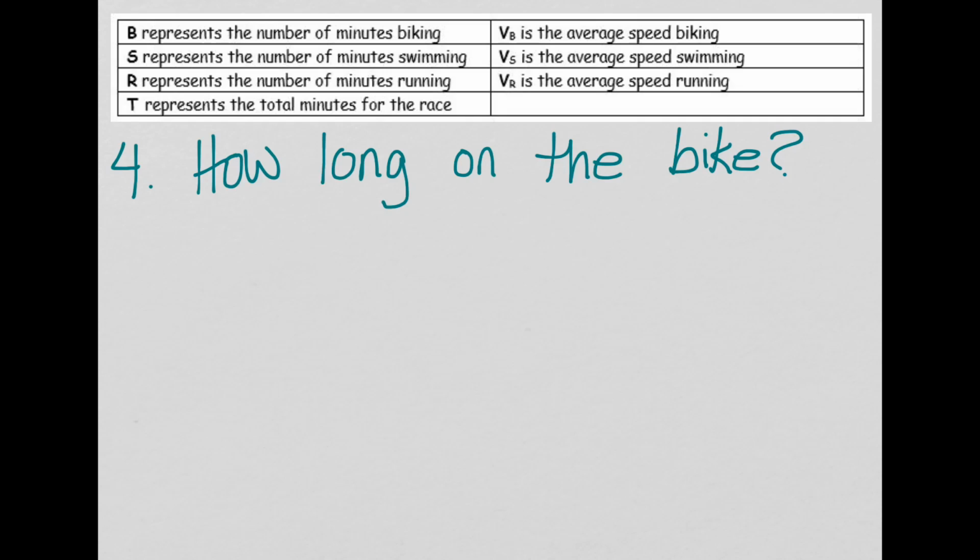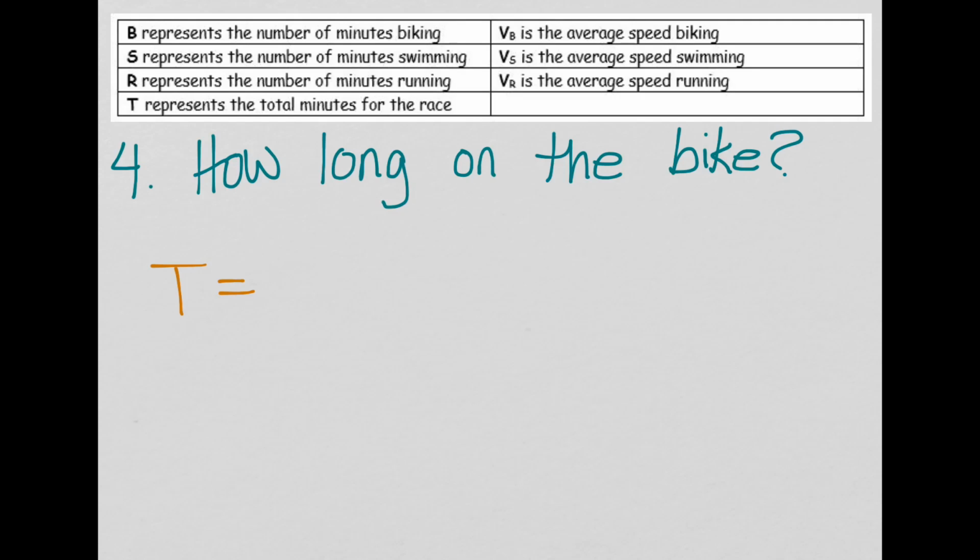Okay, number 4 says write an expression without using B to represent the number of minutes on the bike. Well, that seems silly because B represents the number of minutes I spent on the bike. In fact, I know that the distance I spend on the bike is going to be B times VB, like that. So that's one thing I could do, but I also have this other. Let's think of something else. How long did I spend on the whole race? Oh, well, T. That was the whole total that I spent on the race.